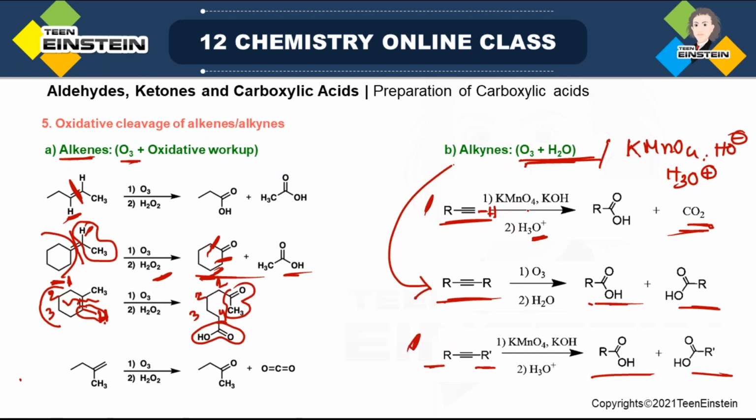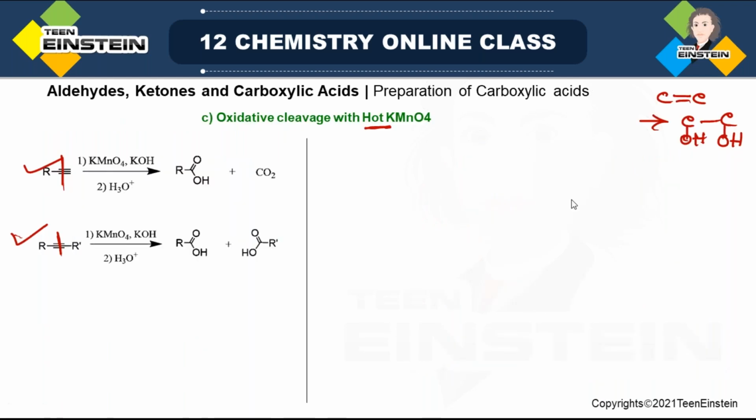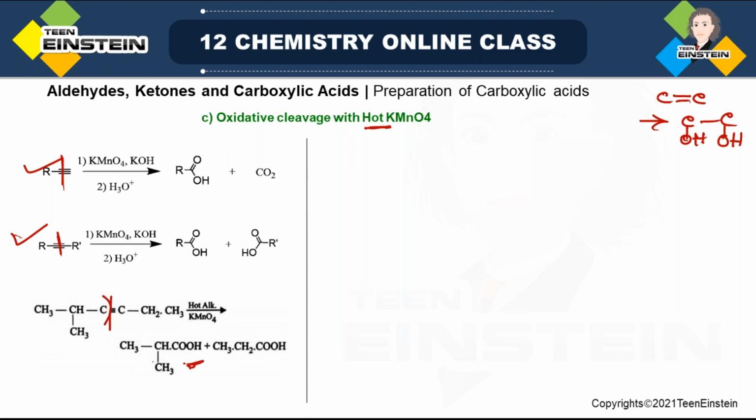But if you use O3 and H2O, then also you will get the same product. So that is why they are mentioned here as well as in this slide. Now this example is new, and here if this C≡C bond is broken in the presence of hot alkaline KMnO4, from this part you are getting this acid, and this part is simply a 3 carbon chain, so this is propanoic acid.